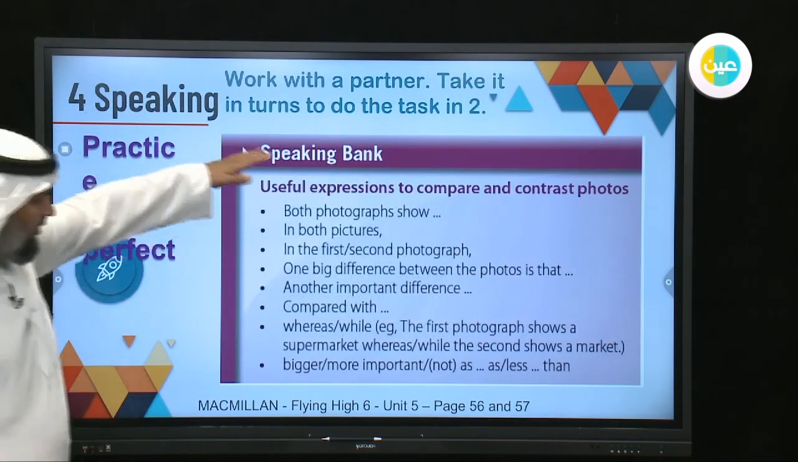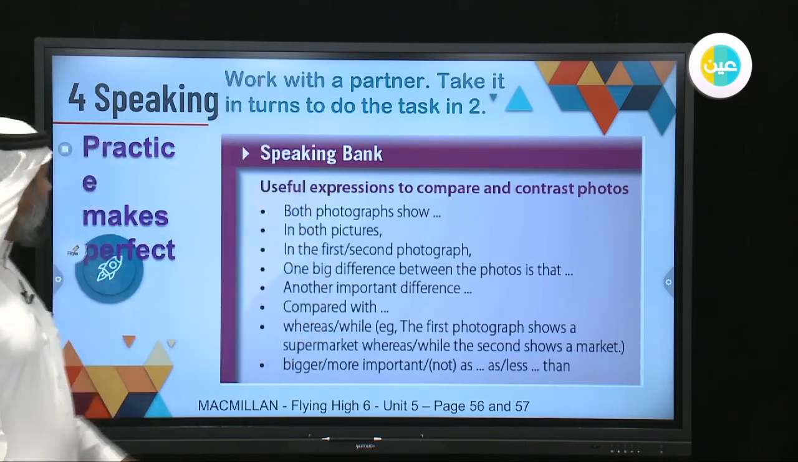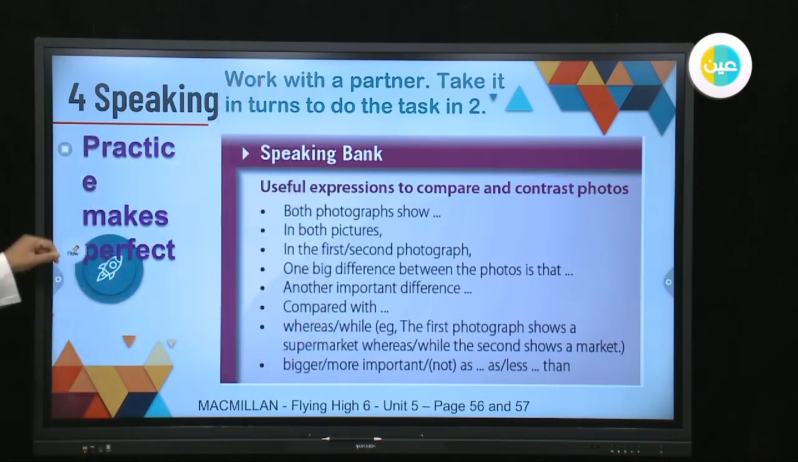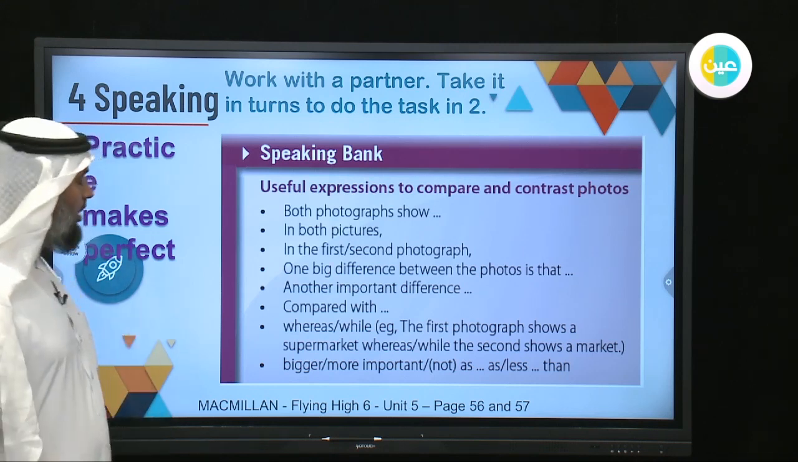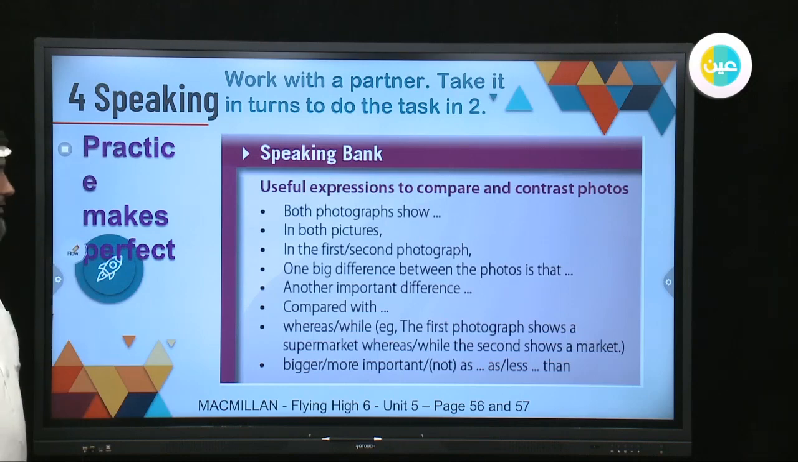Now this is the word bank that we use the words from. Practice makes perfect. When you practice things, you make it. You'll become perfect at it. You become good at it.